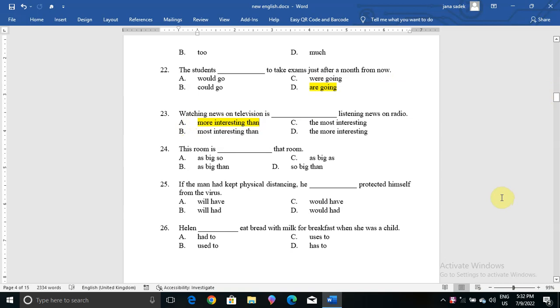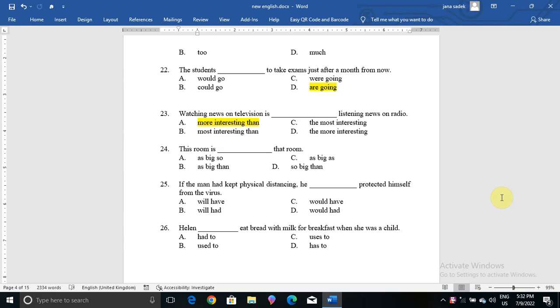Now in question number 24, this room is dash that room. What it is saying is this room is dash that room. So that means as big so, as big then, or as big as, or so big then.